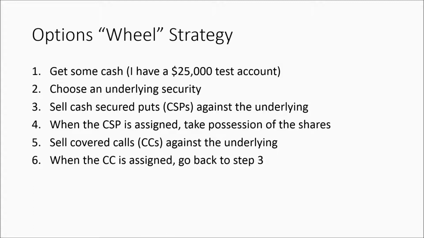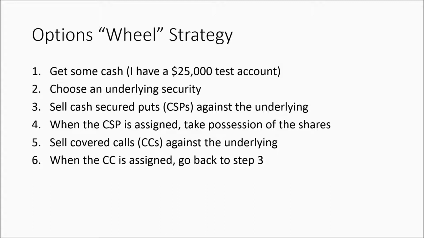Step 3 is to start selling cash secured puts against the underlying. You have to have enough cash in your account to actually purchase 100 shares of the underlying when they're assigned, and that's step 4. If the stock price falls below the strike of that put, you have to buy the shares at that strike price.